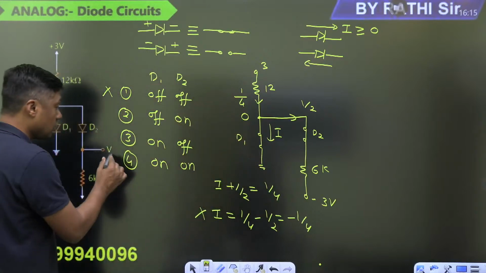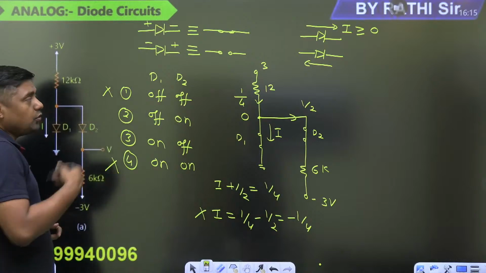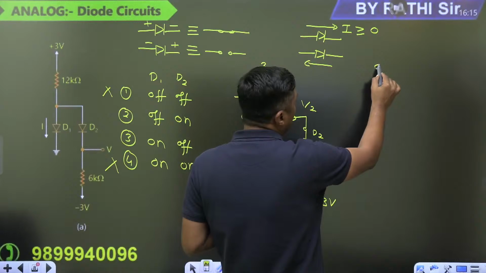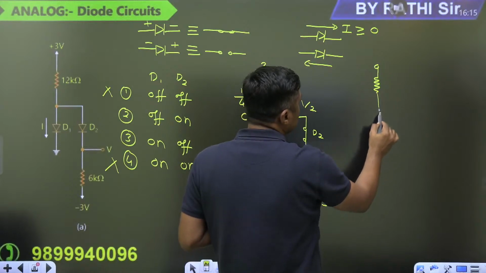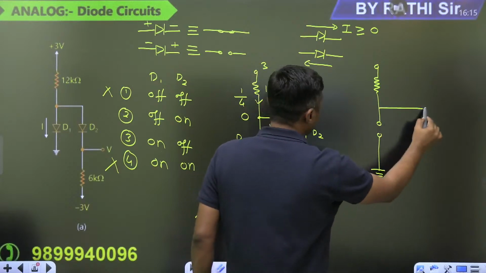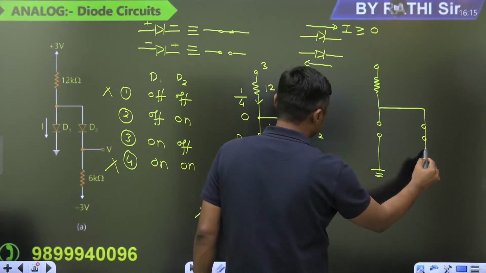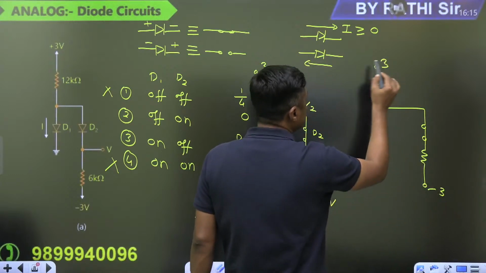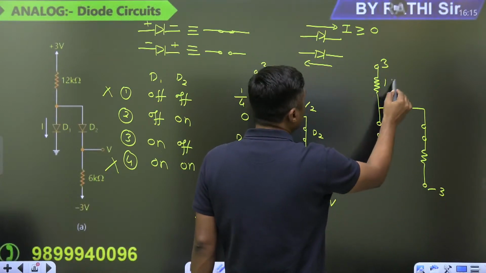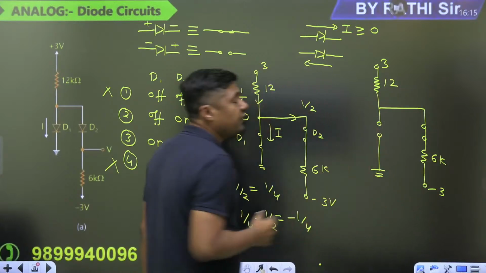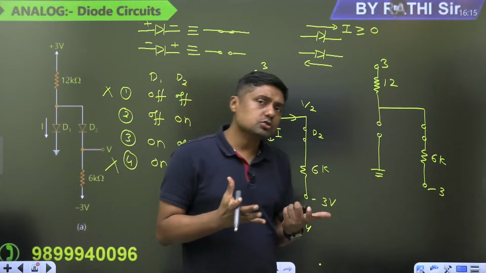This is cross. So now you can take D1 as off. When I take D1 off, D1 acts as an open circuit, and D2 acts as a short circuit. This is 3, this is 3. And now this is the 12, this is the 6 kilo ohm. Again we have to verify whether D1 is off, yes or no.